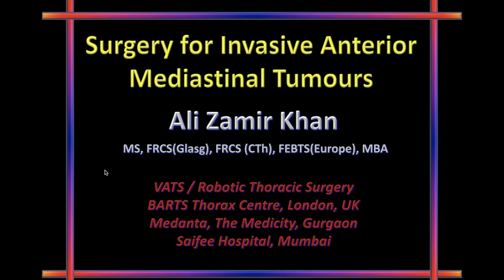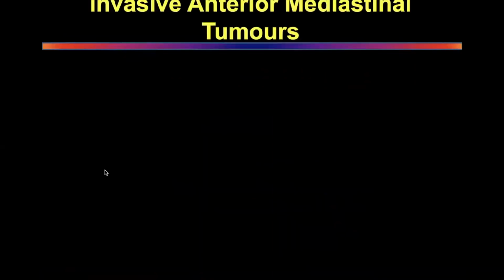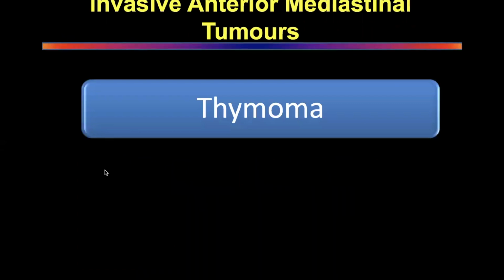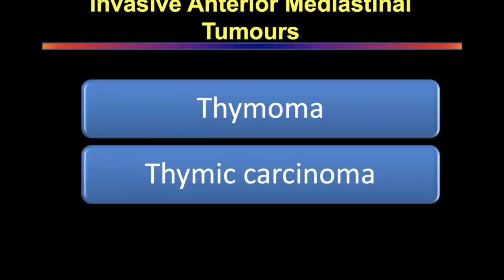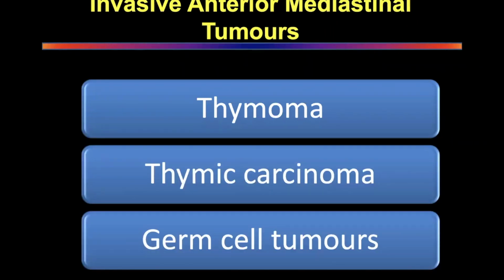The commonest thing that you see in the anterior mediastinum is, of course, thymoma. All of us have seen thymomas and we know about them, and I'll talk about them in a bit more detail. You can have thymic carcinomas, or you can also have germ cell tumors. Now, I'm talking about malignant tumors, not benign stuff. So today we are going to talk about surgery for invasive anterior mediastinal tumors. And the commonest malignant tumors that you see are thymoma, thymic carcinoma, and germ cell tumor.